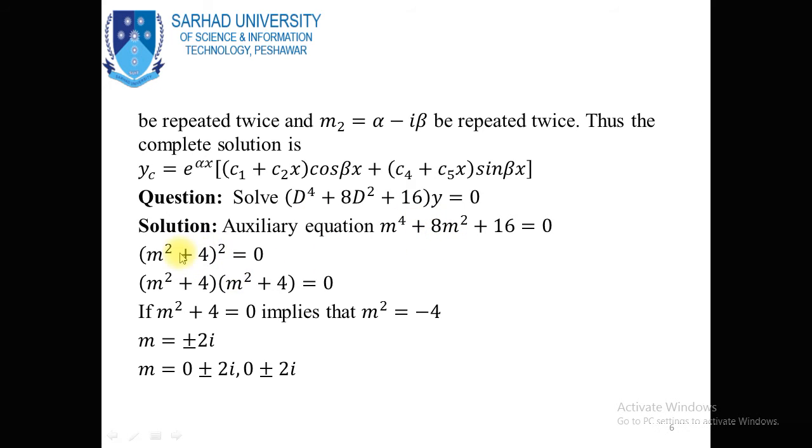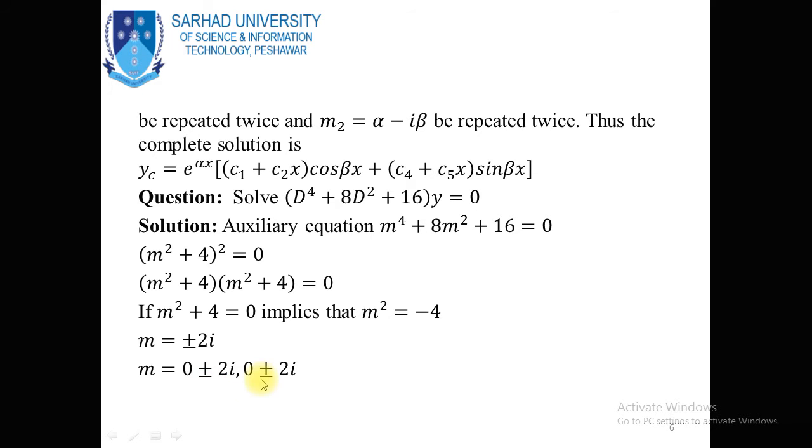Now whole square, (m² + 4)² means we can write (m² + 4) into (m² + 4). So m² + 4 = 0 implies that m² = -4, and taking square root on both sides we obtain m = ±2i. And again we can write m² + 4 = 0. We will obtain other roots, also ±2i. So the roots are complex but repeated.